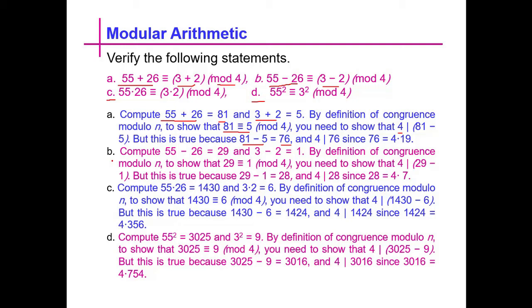And in the B part we see that we are computing 55 minus 26, which is 29, and 3 minus 2 is equal to 1. By the definition of congruence modulo n, to show that 29 is congruent to 1 mod 4, we need to check that 4 divides 29 minus 1, and this is true. The C and D parts are left as an exercise.